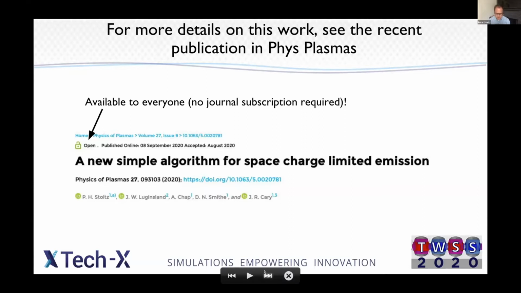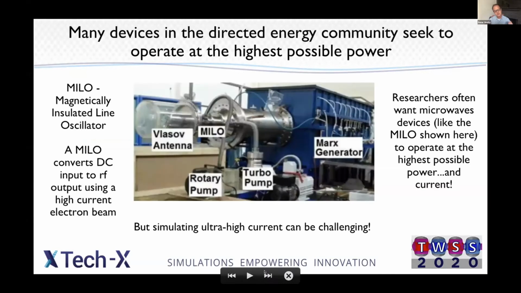Okay, so I'll tell the story this way. I'll talk about the actual device that we set out to model. And then we're going to take a giant detour down the road of verifying and validating our algorithm. And then we'll come back to this device. So I'm starting at the end.